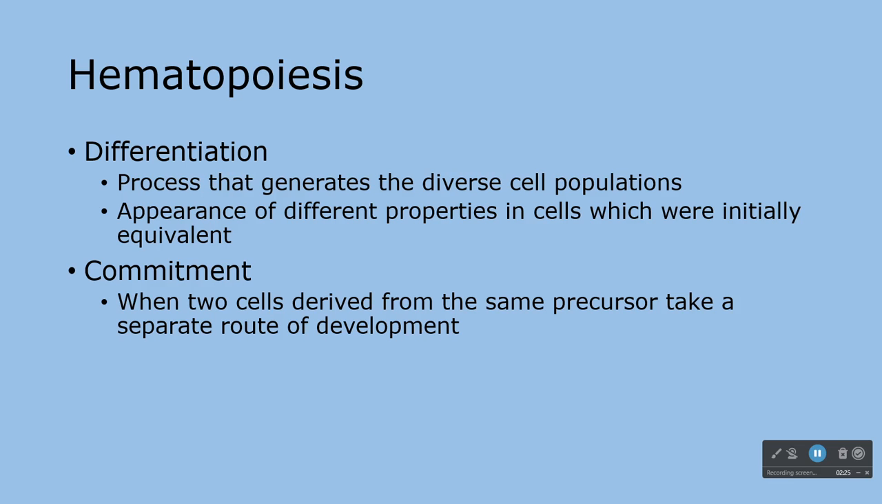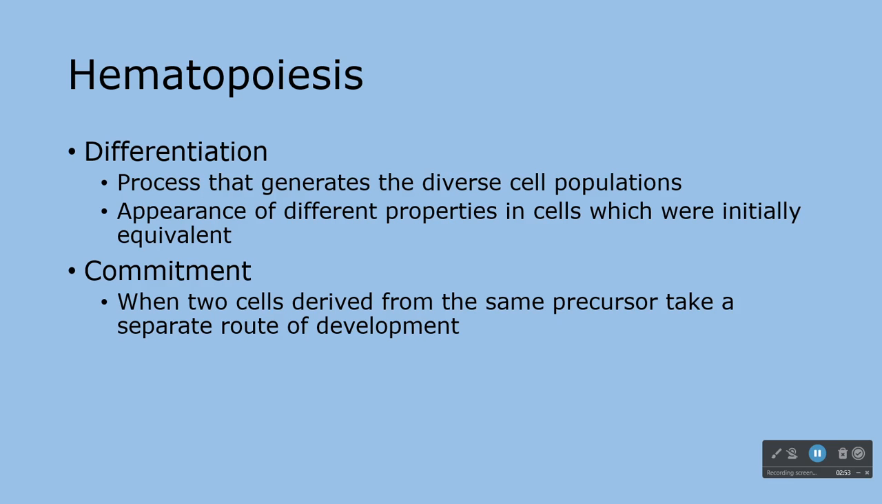So differentiation is when we go through the details that go from here to here. Okay? And that's what this whole chapter is about. What it takes to get it from this form to this form. Okay? And we're going to talk about each step as we go. Commitment is when two cells derived from the same precursor take a separate route.